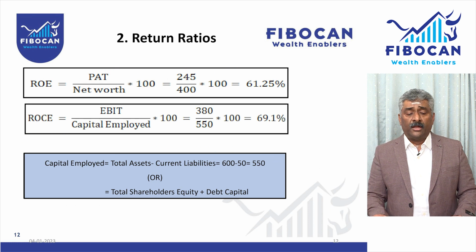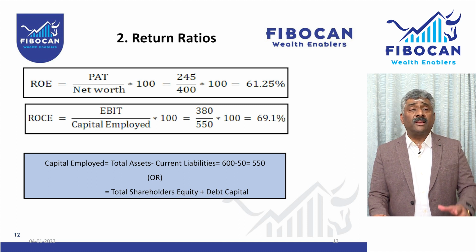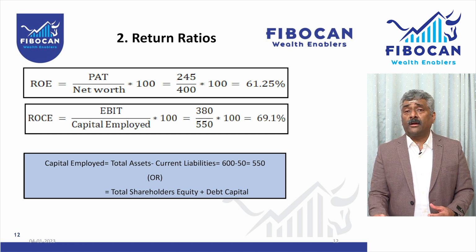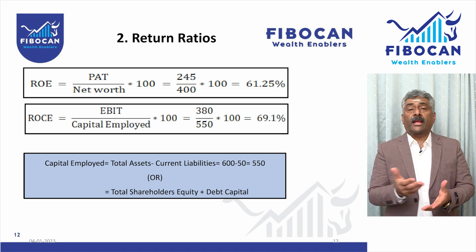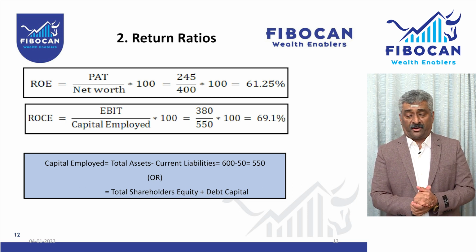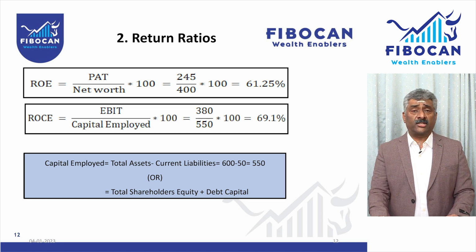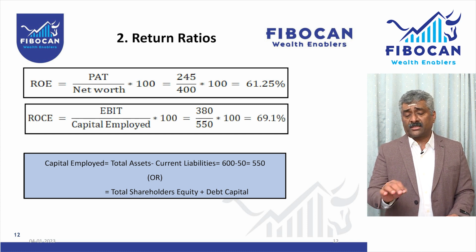The next return ratio, after ROE, is ROCE, return on capital employed. What is capital? Capital means equity capital and debt capital. So what numerator do we have to take? EBIT. EBIT is the money available for both bondholders and shareholders, right? So it is EBIT by capital employed into 100. Alternatively, capital employed can be total assets minus current liabilities, or total shareholders' equity plus debt capital. The simple way is capital equals equity capital plus debt capital.